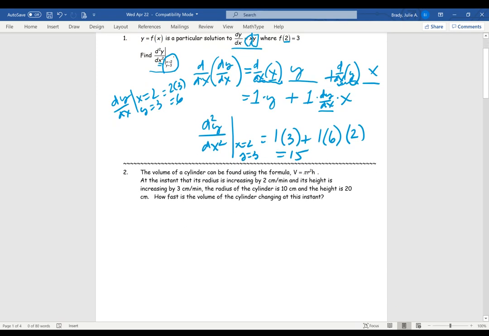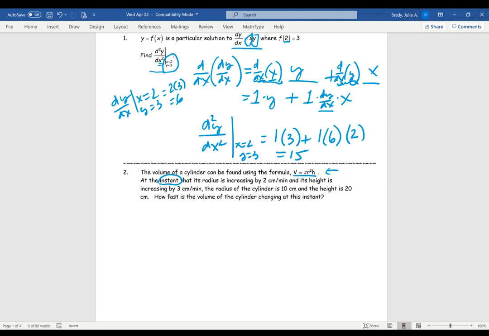Okay, now the second problem is the same idea, except you want to know something in an instant. So that means we want to differentiate with respect to time, which is not in this equation. This equation does not depend on time. So we're going to have to do implicit differentiation again.